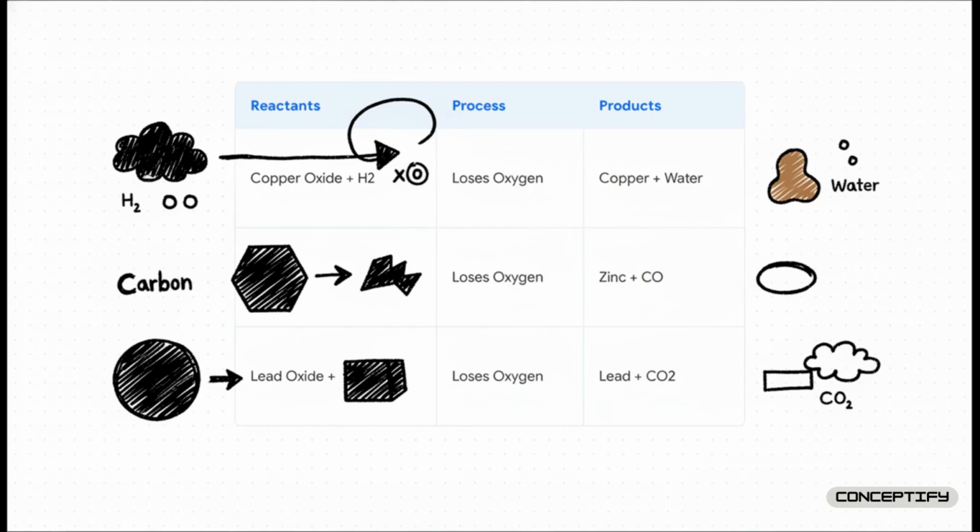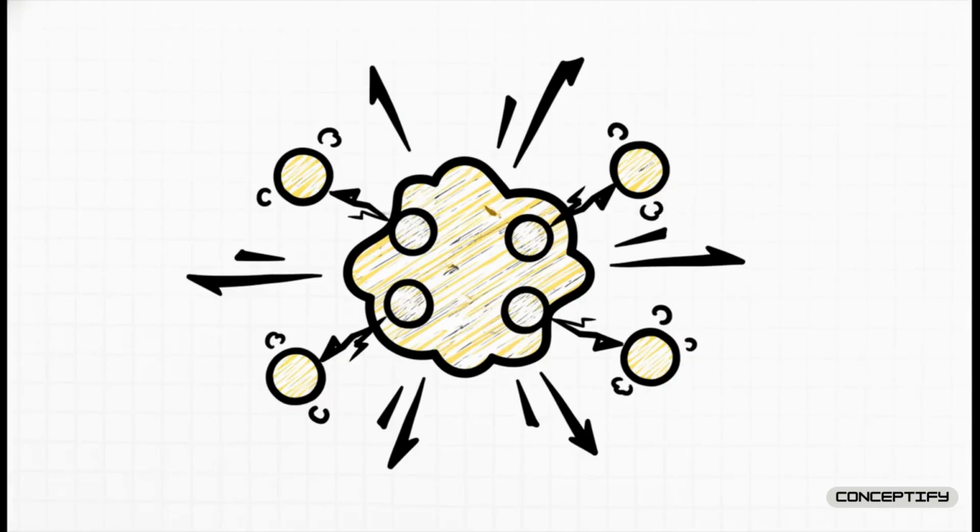When zinc oxide is heated with carbon, the carbon acts as the thief, removing the oxygen to leave behind pure zinc and creating carbon monoxide in the process. We see it again with lead oxide reacting with carbon. The oxygen gets completely stripped away from the lead, leaving pure lead behind and producing carbon dioxide. The pattern here is just as rock solid as the last one, because these oxides, the copper oxide, the zinc oxide, and the lead oxide, have their oxygen forcibly stripped away. They are reduced. They lose their oxygen, so they undergo reduction.